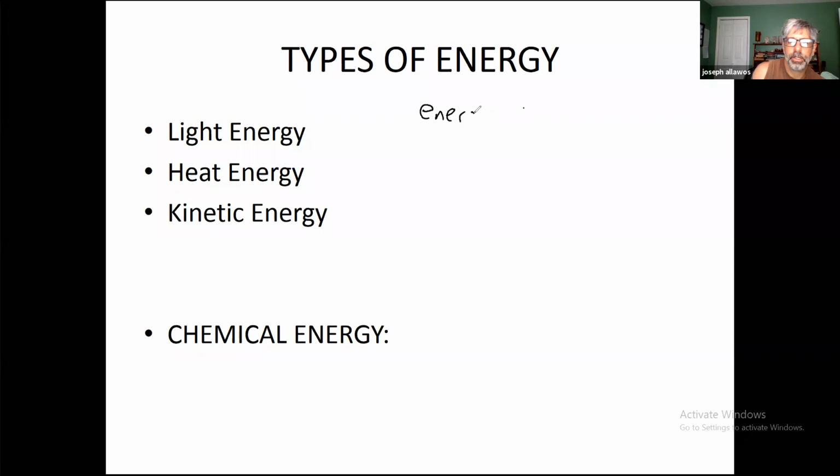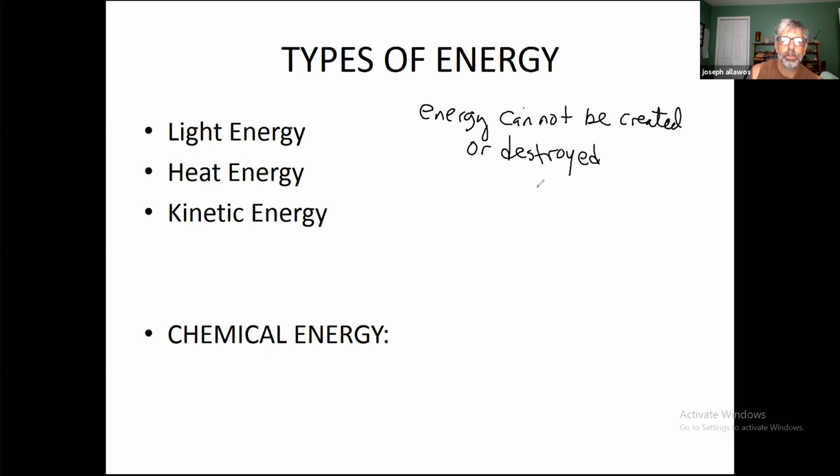I'm trying a different approach here with the writing. This works pretty good. Energy cannot be created or destroyed, right? Yeah, that works just fine.